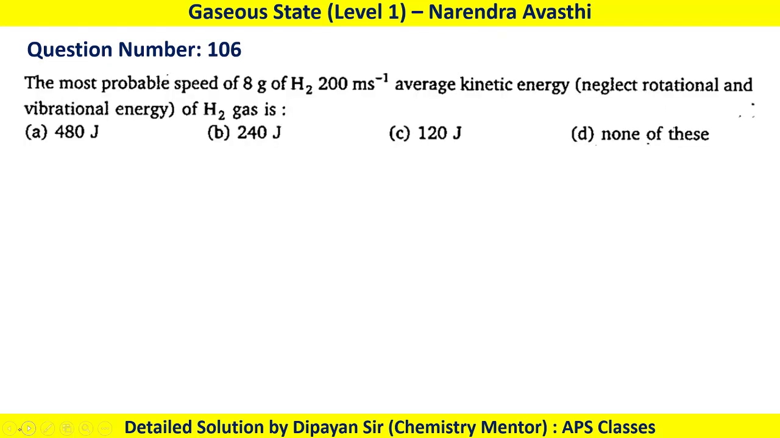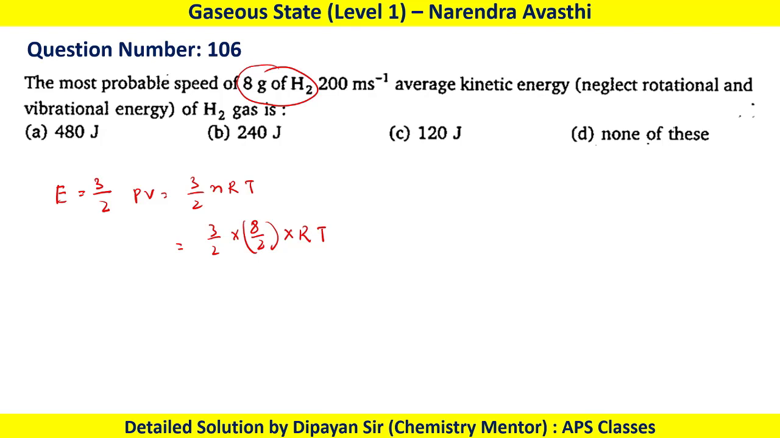In question number 106, the most probable speed of 8 gram of hydrogen is 200 meter per second. Average kinetic energy we have to find for hydrogen gas. So average kinetic energy E can be calculated as 3 by 2 PV or 3 by 2 nRT. Now 8 gram of hydrogen, so 8 by 2 is the number of moles of hydrogen, and we have to find the value of RT.